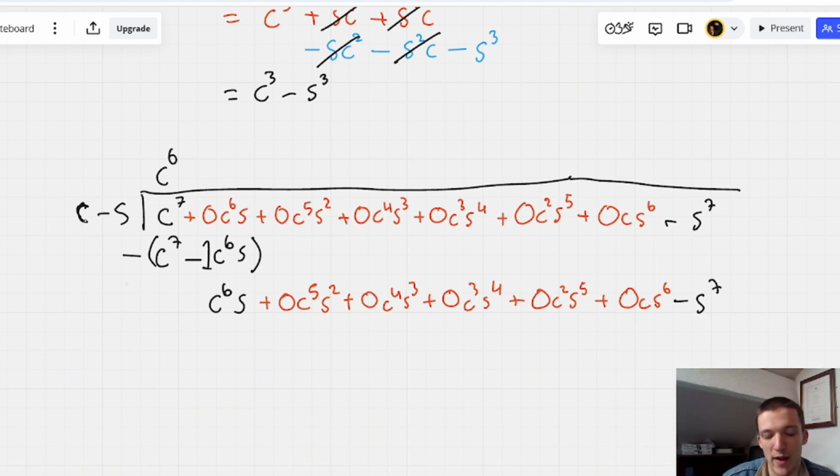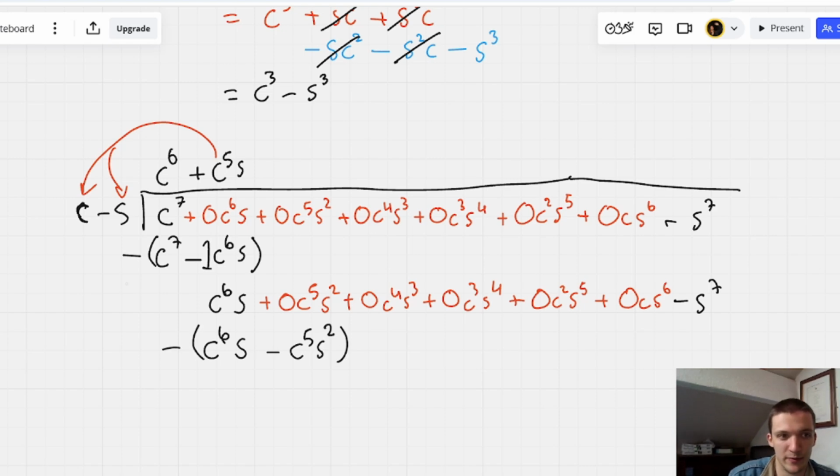Now I do that again. I ask myself, how many times does this first term c go into c to the 6 times s? Well, that's going to be c^5 s. So I'm going to add c^5 s, and I'm going to do the same thing again. I'm going to multiply my c^5 s by each of these terms in here, and I'm going to get c to the 6 s minus c^5 s squared. And so when I subtract this off, I'm going to get c to the 6 s minus c to the 6 s is 0. 0 minus minus, that's a 1, c to the 5 s squared. That's going to give me just c to the 5 s squared. And I'm not going to bother writing out the middle terms here. I'm just going to write a minus s to the 7 on the end.